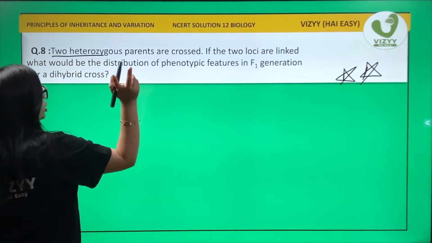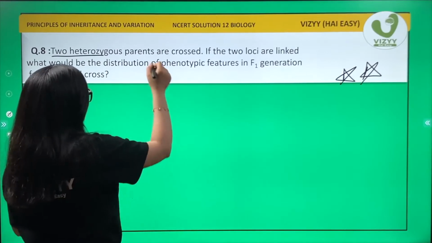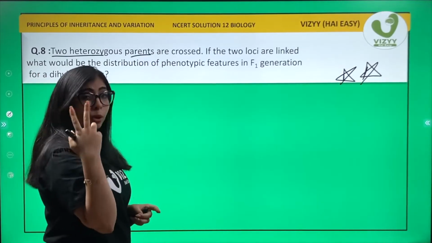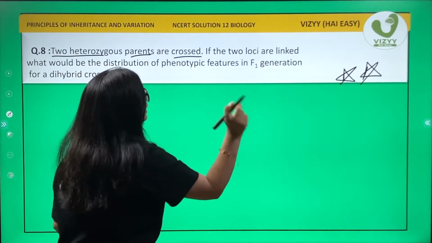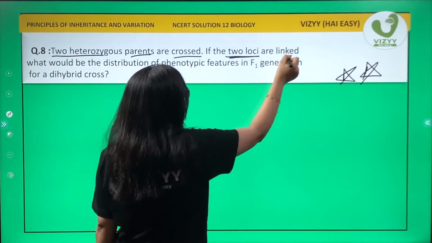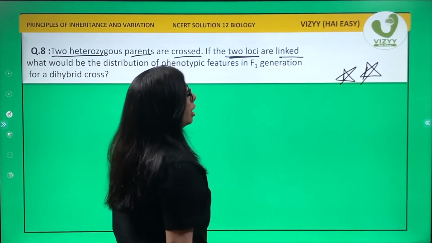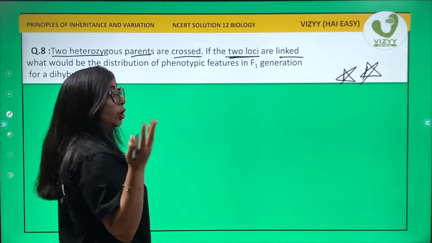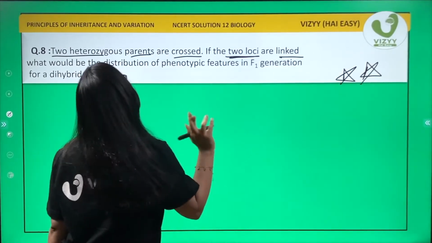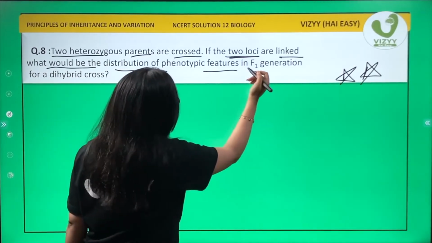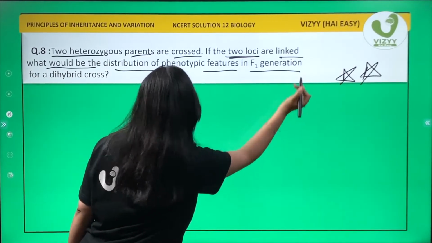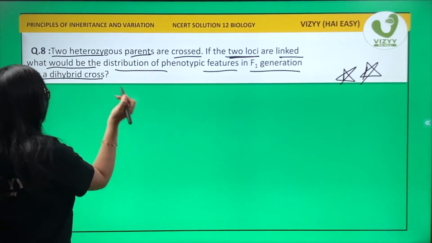Now there are two heterozygous parents. How many parents? Both of them are heterozygous. They are crossed. If the two loci are linked, now, two loci are what? They are linked. What would be the distribution of phenotypic features in the F1 generation for a dihybrid cross?